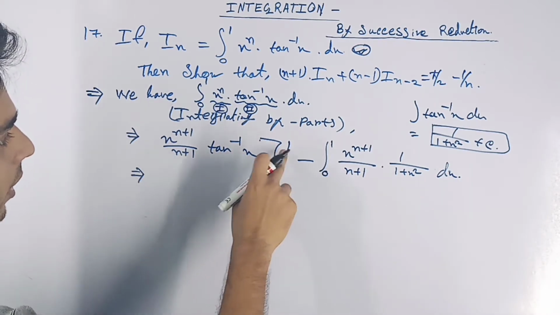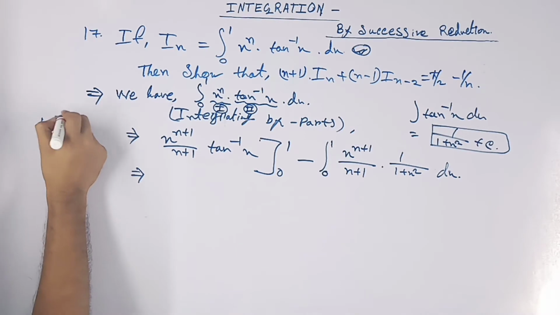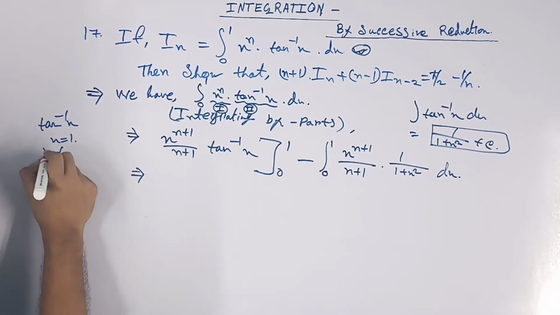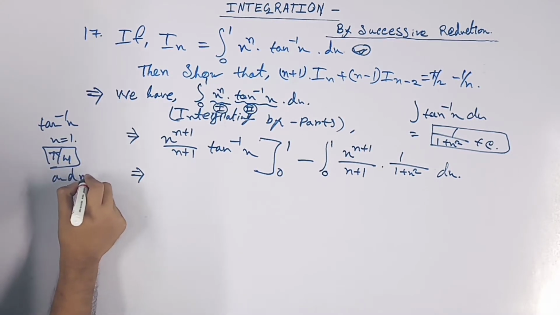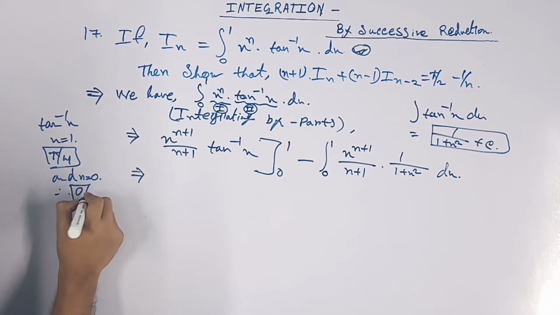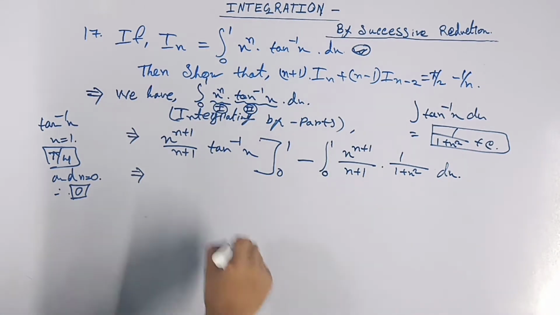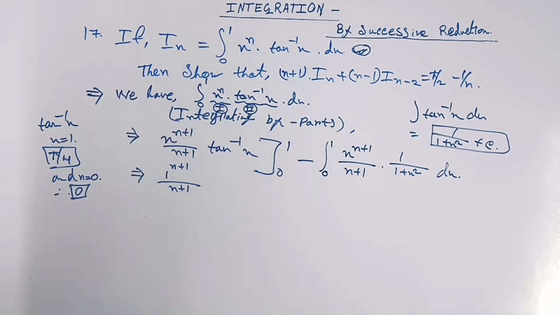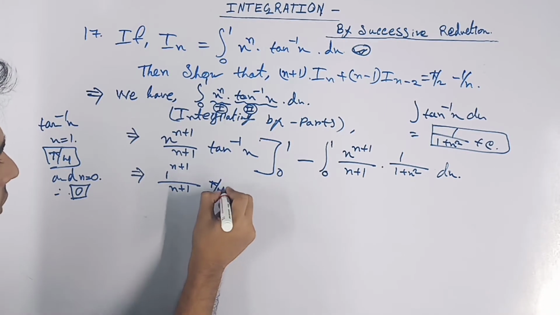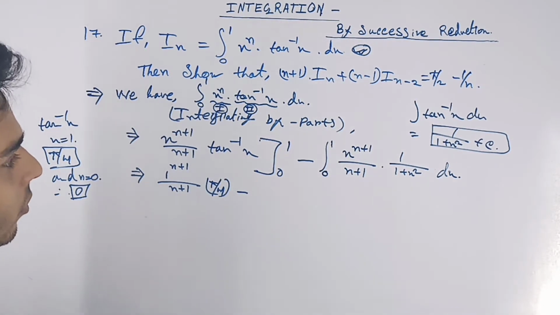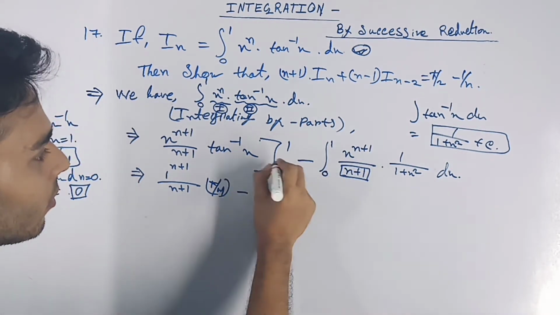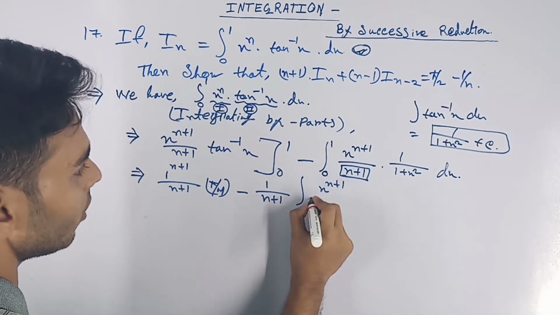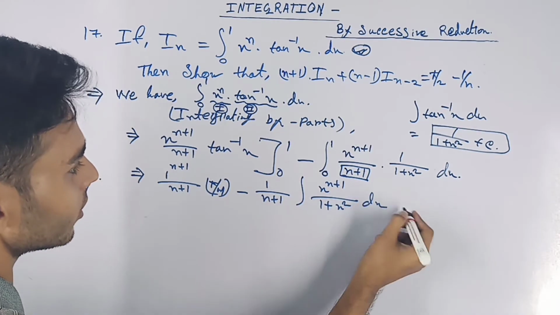Now putting x equals 1, tan inverse x equals pi by 4, and when x equals 0, it is 0. So I can write 1 to the power n plus 1 by n plus 1, times pi by 4, and minus 1 by n plus 1, times the integration of x to the power n plus 1 by 1 plus x square dx.